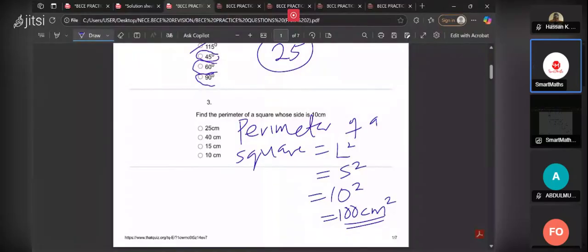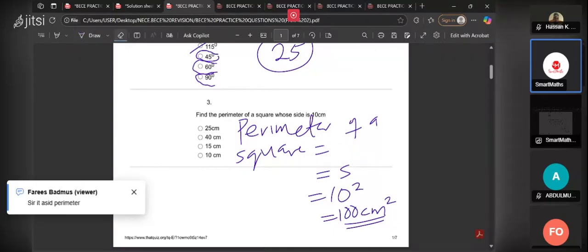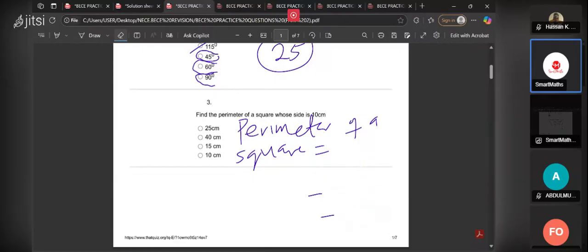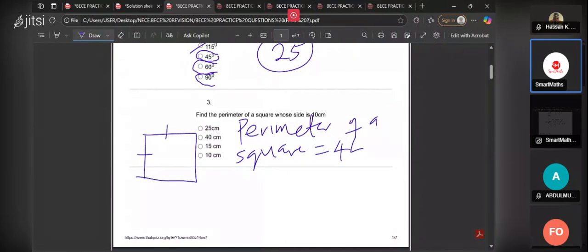Oh, sorry. I'm calculating area. Perimeter is 4L. Sorry for that. Perimeter is 4L. You add all the sides together. All the sides of a square are equal: L, L, L, L. That means 4L, which is 4 times 10, and that's going to give us 40 centimeters.